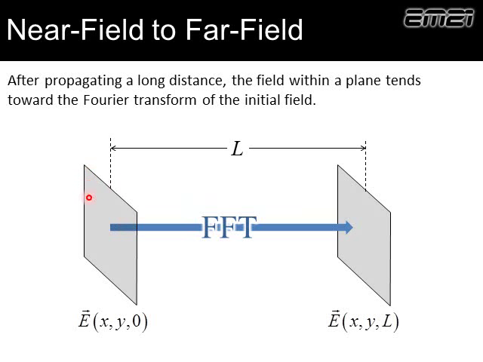So, if we know the field profile within a plane, and this field will propagate left to right, if we go very, very far, and we look at the field profile very, very far away, what we see is that the field very far away becomes the Fourier transform of the field here. So as a wave propagates very far, from near field to far field, we'll say, it essentially is a Fourier transform. We can predict what that far field would look like based on the Fourier transform of the near field. So propagation over a long distance, we get a Fourier transform.